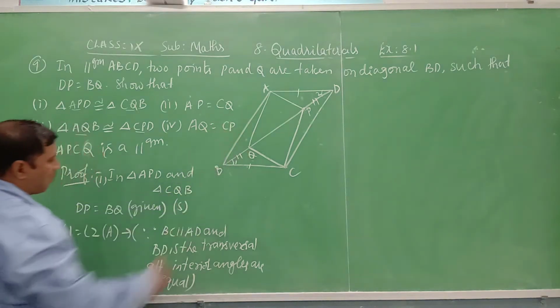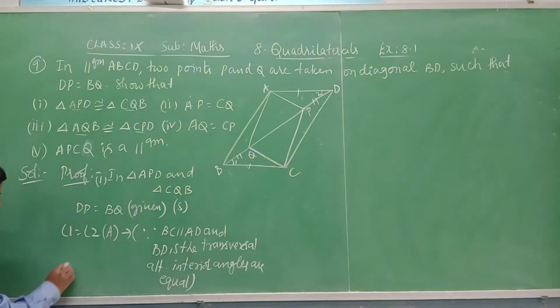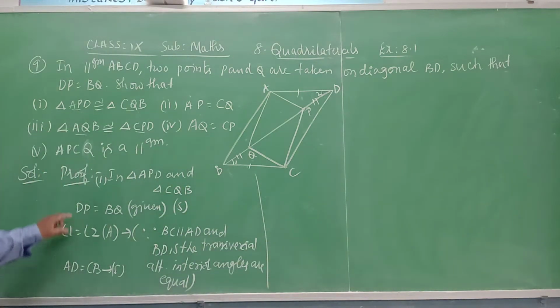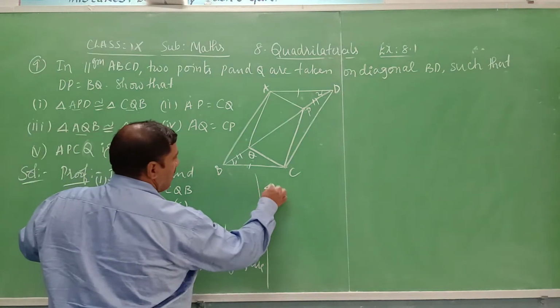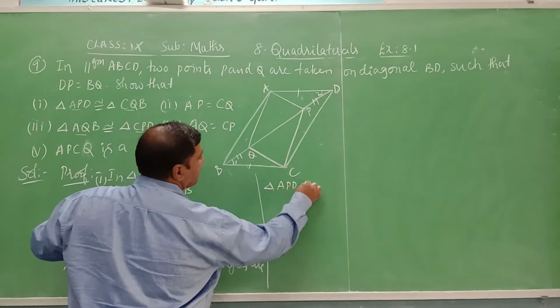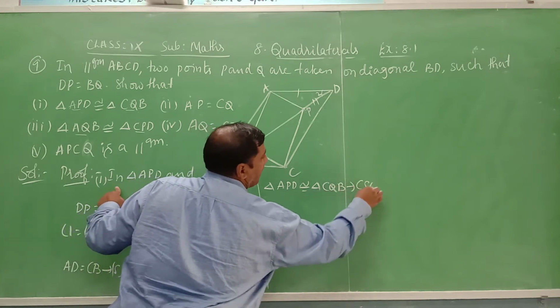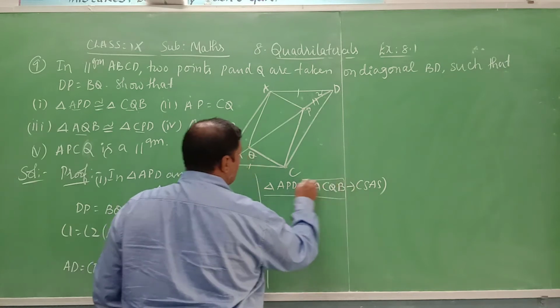Now AD is equal to CB, opposite sides of the parallelogram. Therefore, what we can say from that is side angle side, SAS congruency. By SAS congruency, triangle ABD is congruent to triangle CQB. That is the first one you have proved.